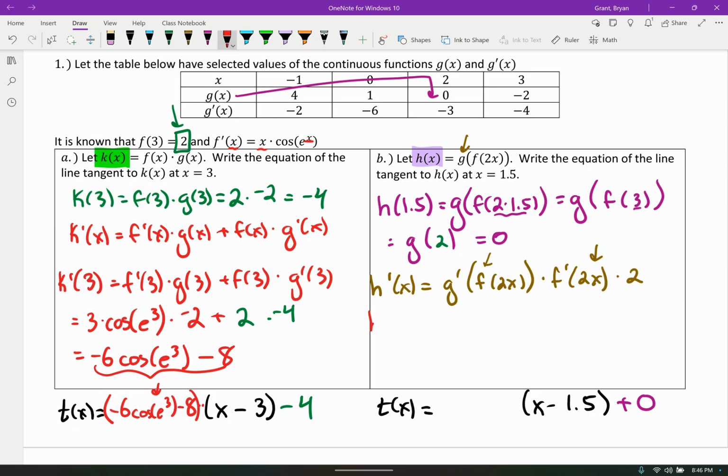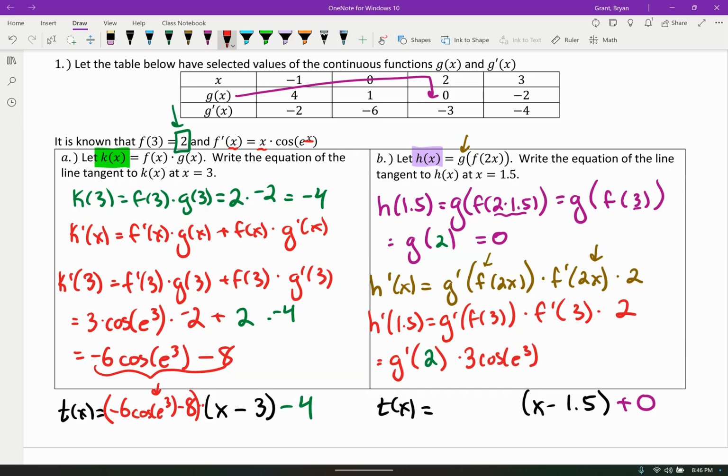Okay, at this point in time, we've got our derivative. Let's go ahead and evaluate the derivative at 1.5. So g prime of f of 2 times 1.5, we did before, that's 3. 2 times 1.5, that's 3. And that at least saves us a little bit of time. Okay, so we have g prime of f of 3. We know that's 2. We've done that several times now. And we have f prime of 3. Oof, that was the gross one from before, right? That's 3 times the cosine of e cubed. And then we have a times 2.